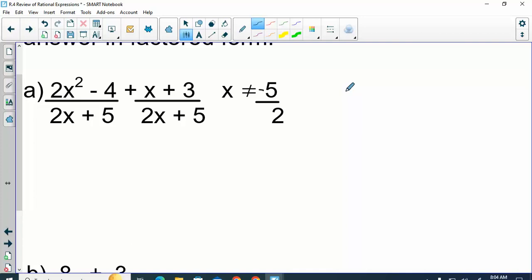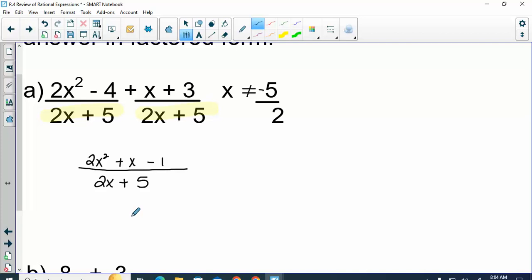So if I want to add two fractions, the denominators have to match. That's the bottom of the fraction. I look and these are identical, so we can put them together. When you put them together, the denominator does not change. Then we just add the tops together. So we combine any like terms, so I have a 2x squared. I have a plus x. Negative 4 plus 3 would be a negative 1. Does everybody see where I got that?